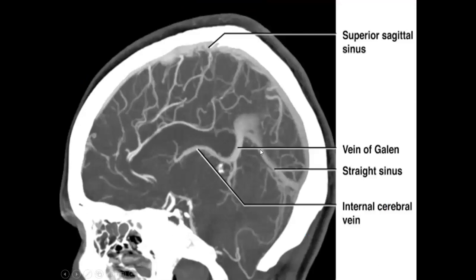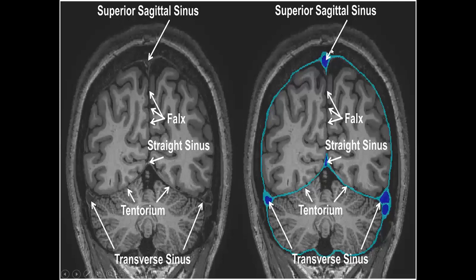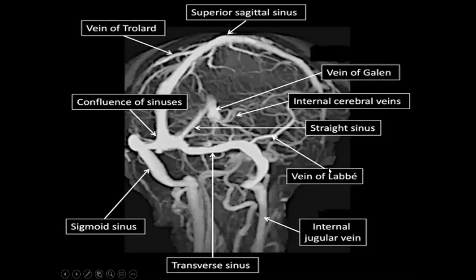So this is the vein of Galen. This is the straight sinus and the superior sagittal sinus. You can see here the straight sinus, vein of Galen, and superior sagittal sinus. This is the transverse sinus. These are the three sinuses you can see here. This is the confluence of all sinuses: straight, superior sagittal, and transverse sinuses. This is the sigmoid sinus, the transverse sinus, the straight sinus, and then the vein of Galen you can see here.